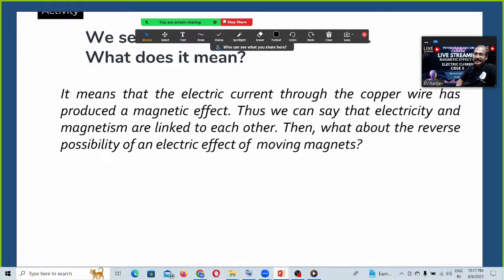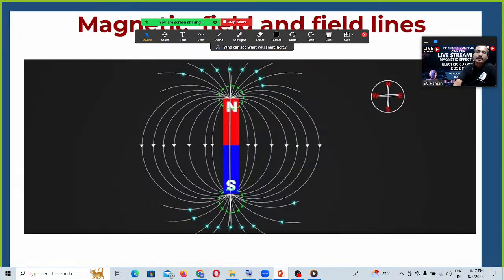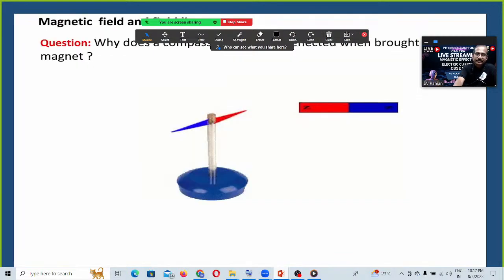Then, what about the reverse possibility, the electric effect of moving magnets? From magnets, can we get electricity? That is a reverse question now. From electricity we got magnetism. What about in the reverse case? We need to see what happens. Now, we have prepared a bar magnet. Then we can draw the magnetic field lines. How will those magnetic field lines be?